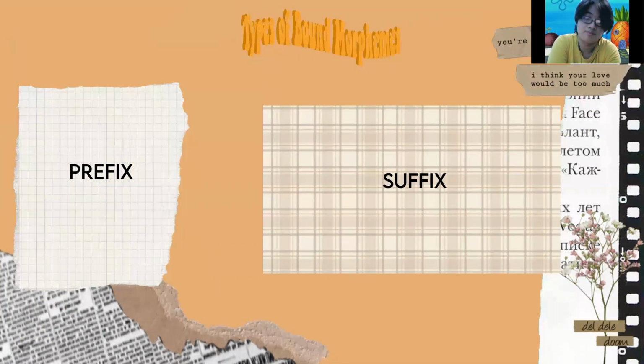The examples of prefix are dis-, which means not or opposite of. For example, disconnect, which means the opposite of connect, or not connecting. And then there is mis-, which means wrongly. For example, misconception. It means wrong conception.